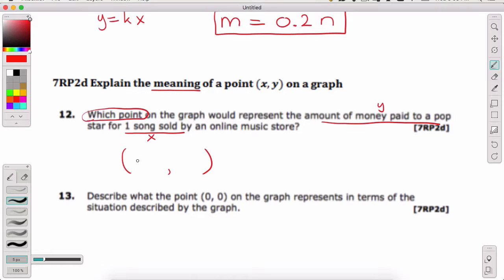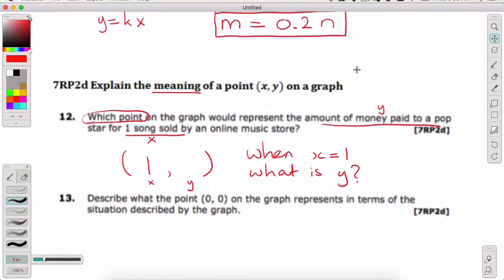One song sold. 1. So when one song is sold, that's the X number, what would the Y number be? When X is 1, what is Y? I'm going to write that down. When X equals 1, what is Y? That's what I need to know.